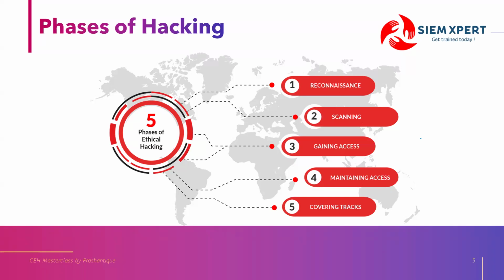Usually any hacker, including the ethical hacker as well as the black hat hackers, has to go through these 5 steps. First, I'll give you a complete brief about them, then we will deep dive into each category one by one. The first stage is reconnaissance.